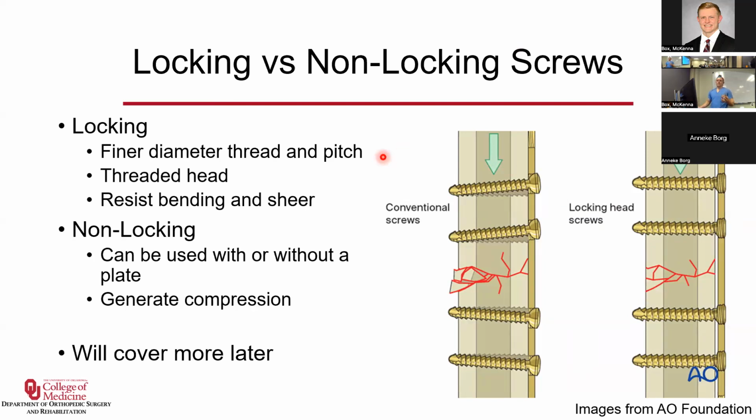And how does that really help? It helps resist bending and shear, because if you have a non-locking screw, whenever you have an axial load, the head, with it not being locked into the plate, allows the screw to toggle. We'll cover more with the locking plates later on. The main thing is just to understand the difference in the anatomy of a locking screw versus a conventional screw.